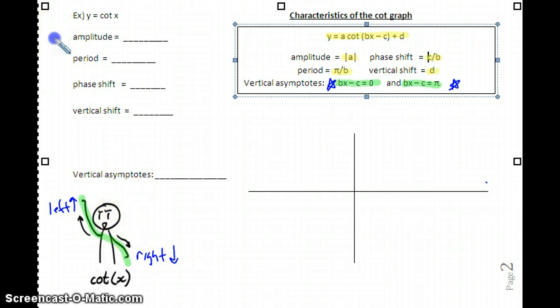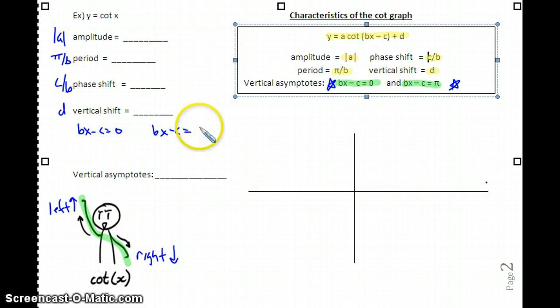So our amplitude, period, phase shift, and vertical shift. Our vertical asymptotes: bx minus c is equal to 0, and bx minus c is equal to pi. So if we go through and plug that in now, looking at this, if we identify our A, B, C, and D, our A is an imaginary 1, our B is an imaginary 1 also in front of the x, and we don't have a C or a D.